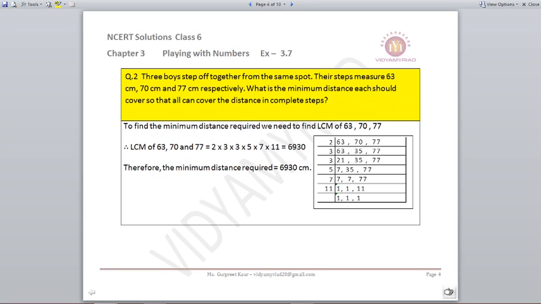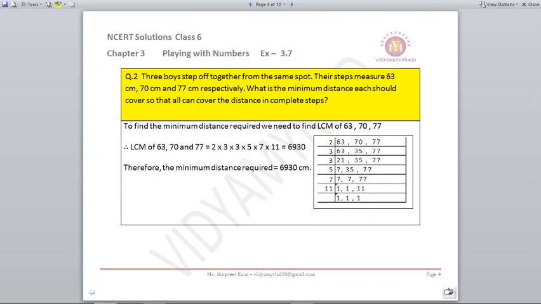Question number 2. 3 boys step off together from the same spot. Their steps measure 63 centimeters, 70 centimeters and 77 centimeters respectively. What is the minimum distance each should cover so that all can cover the distance in complete steps? Now according to the question, they are talking about minimum. Minimum means least common multiple. We will find it out for 63, 70 and 77.